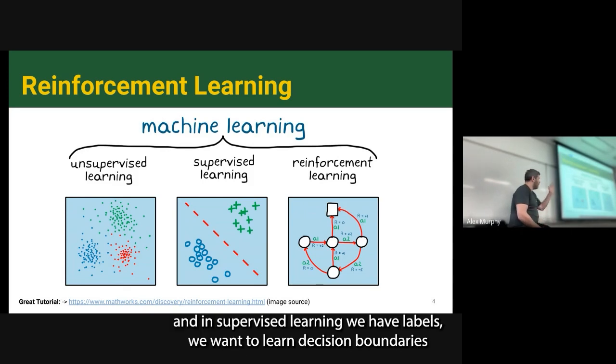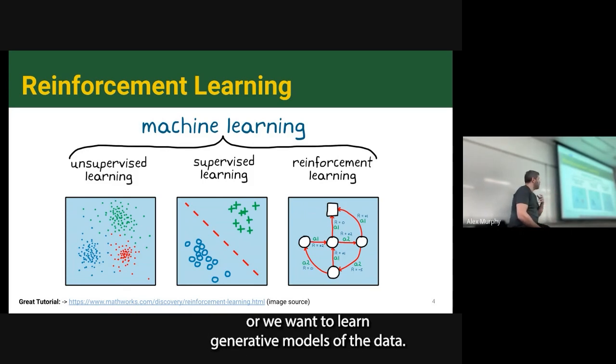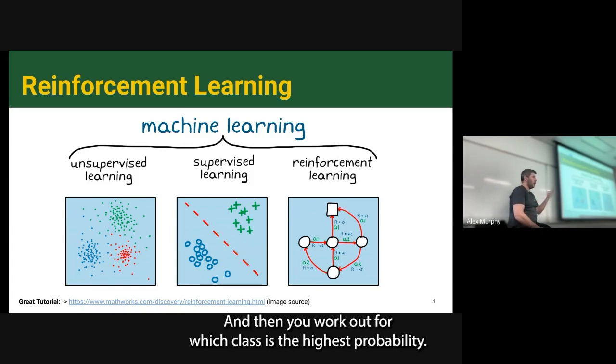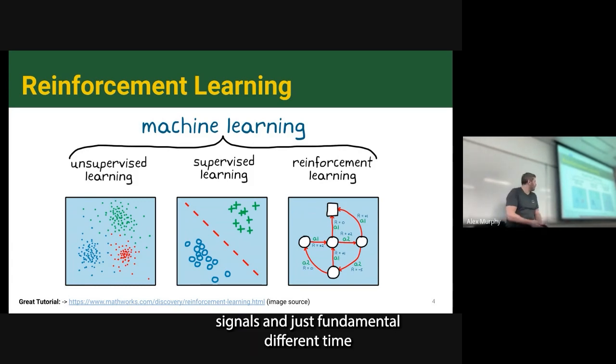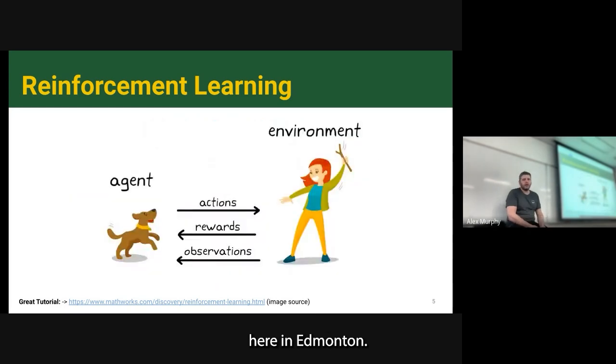And in supervised learning, we have labels. We want to learn decision boundaries, or we want to learn generative models of the data, and then work out for which class is the highest probability. And then in reinforcement learning, we have this different setup where we have agents and environments, signals, and just a fundamentally different type of machine learning that's very much made its home here in Edmonton.